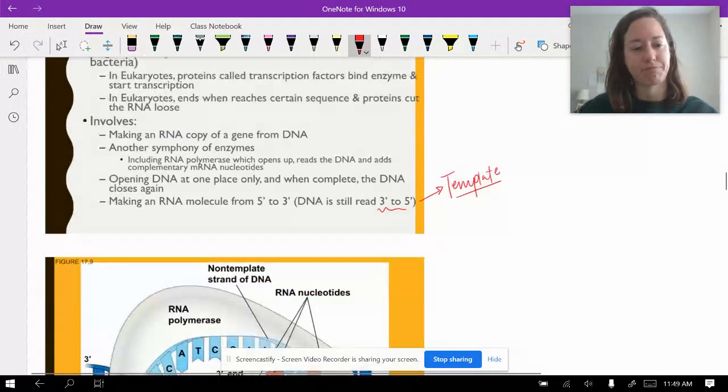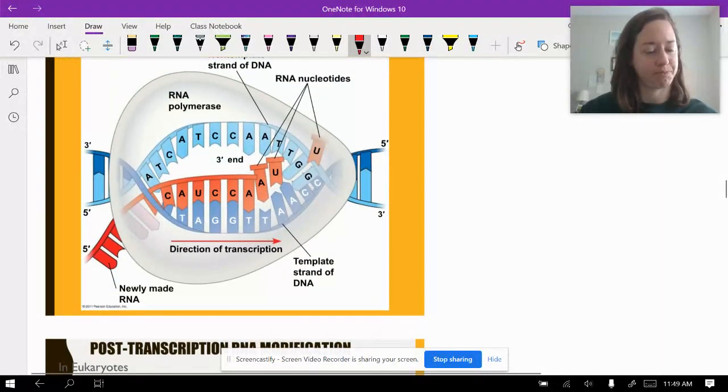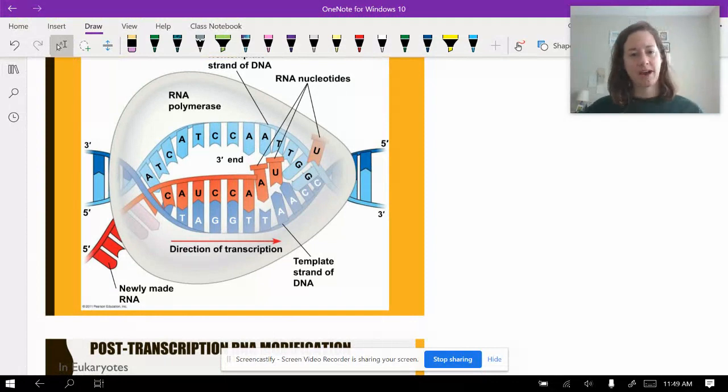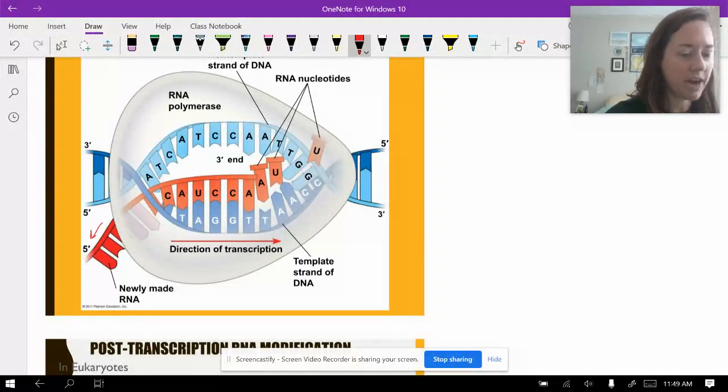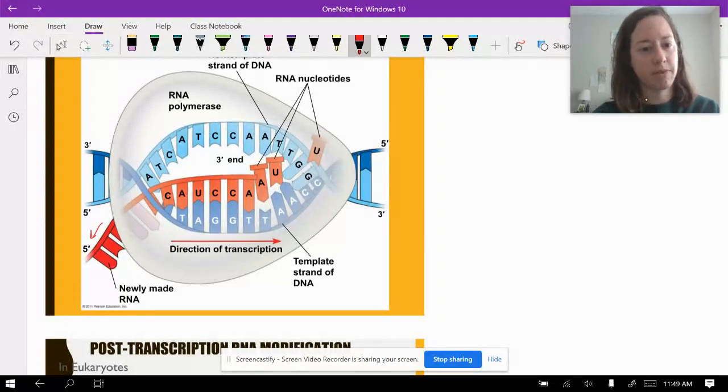All right. Here's a picture of this happening. So you have the DNA that's opening up. RNA polymerase is able to unzip the DNA and also add in the new RNA nucleotides. The RNA nucleotides are red. You have the template strand on the bottom, which is running 3' to 5'. And then you have your newly made RNA that is 5' to 3'. This is corresponding to the end of this RNA.